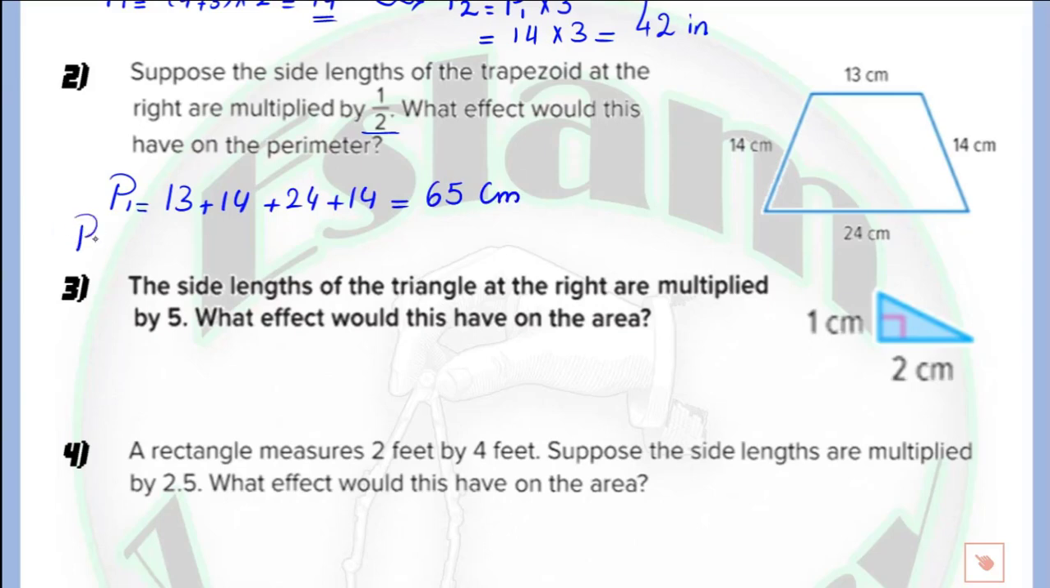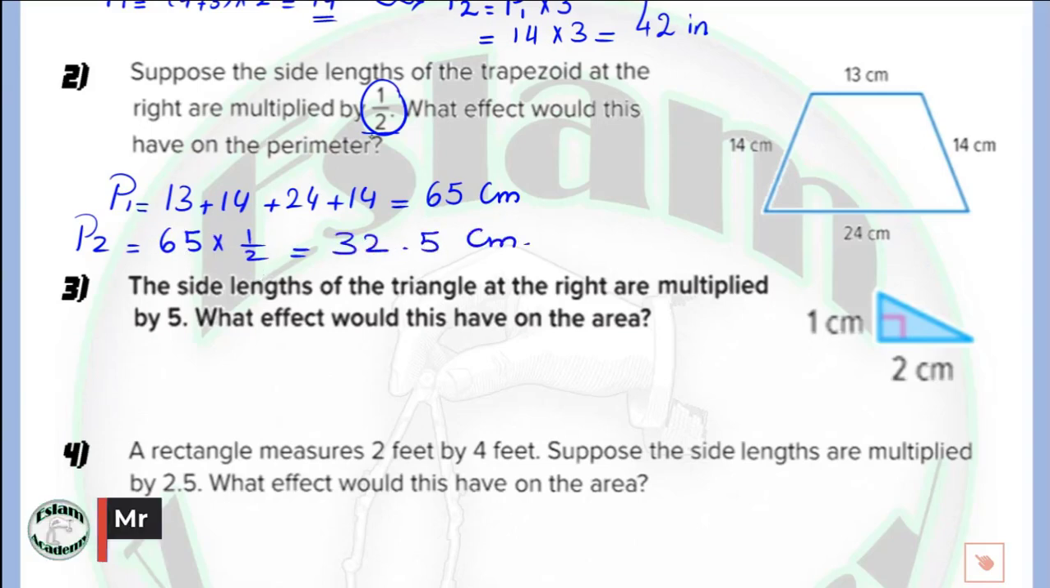To find the perimeter number 2, now we multiply all of the sides by 1 over 2. So we'll follow the same. We'll multiply the perimeter also by 1 over 2. So 65 multiplied by 1 over 2. By multiplying, you will find that the answer will be equal to 32.5 centimeters. So whatever the number that you multiply the side, you will multiply also the perimeter.